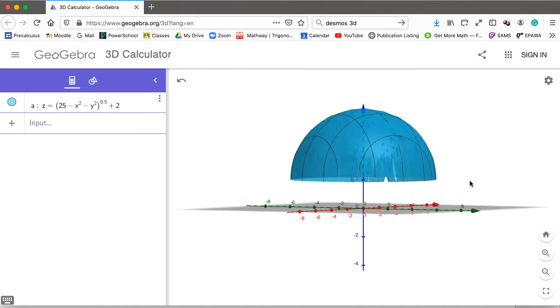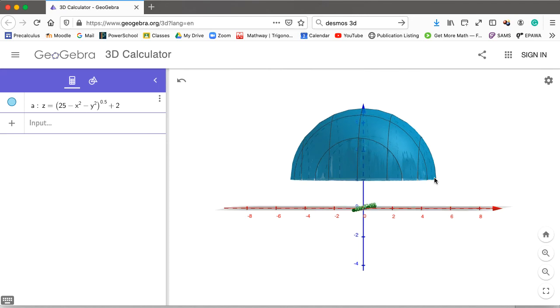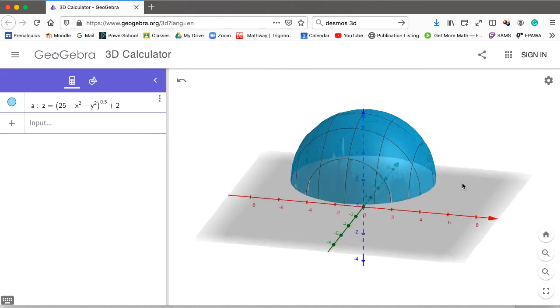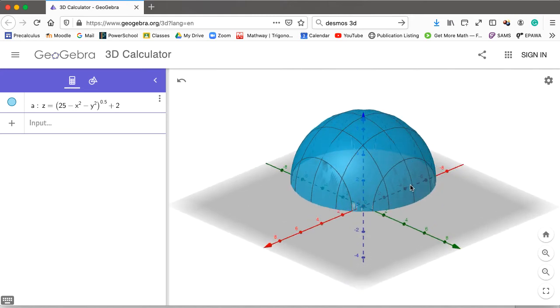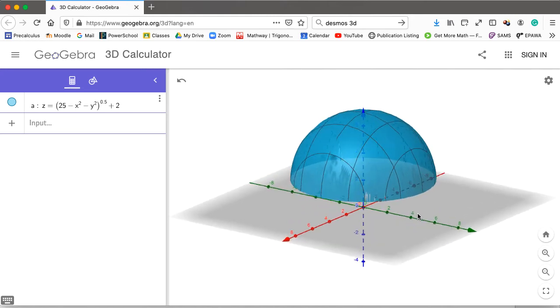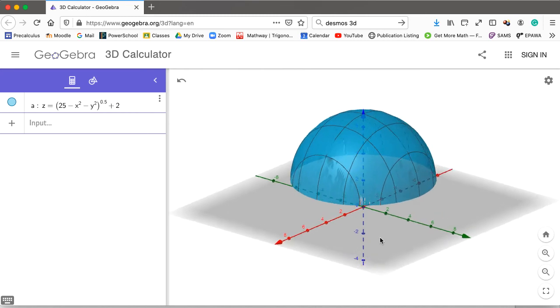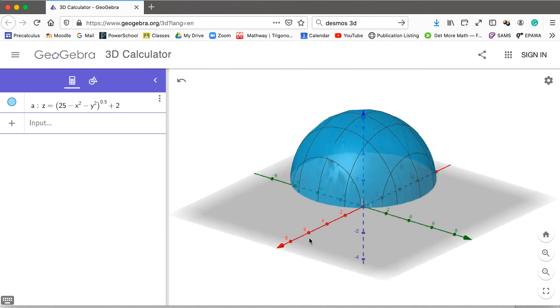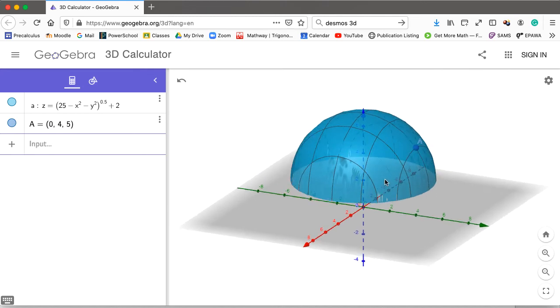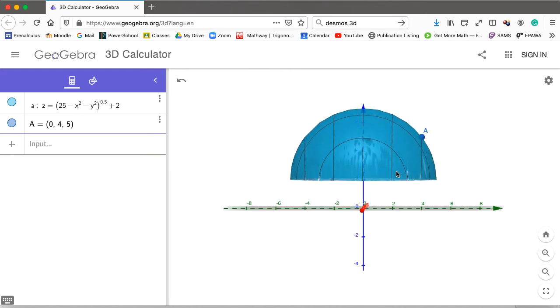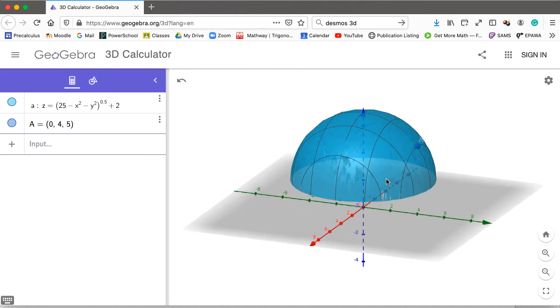And notice that the smallest z value is 2, as indicated here. The red axis is actually the x. So in this orientation, we have x, y, and z. So we have a point, and hopefully if I did that right, it'll show up. 0, 4, 5. Okay, so there it is right here. So that point is on that sphere right there.